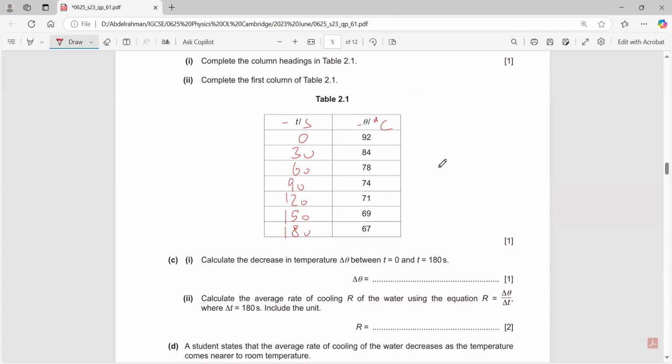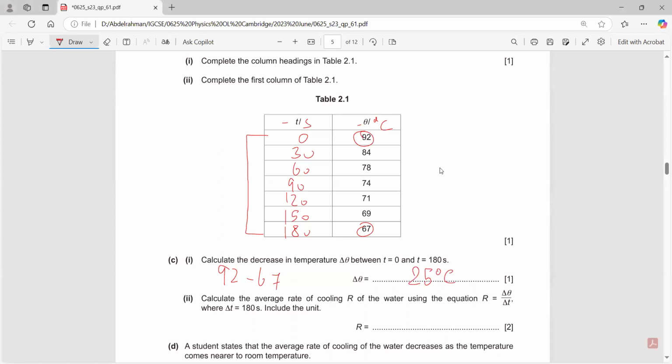Calculate the decrease in temperature between 0 and 180. Can I find the decrease in temperature? Yes, 92 minus 67, which is 25 degrees Celsius.